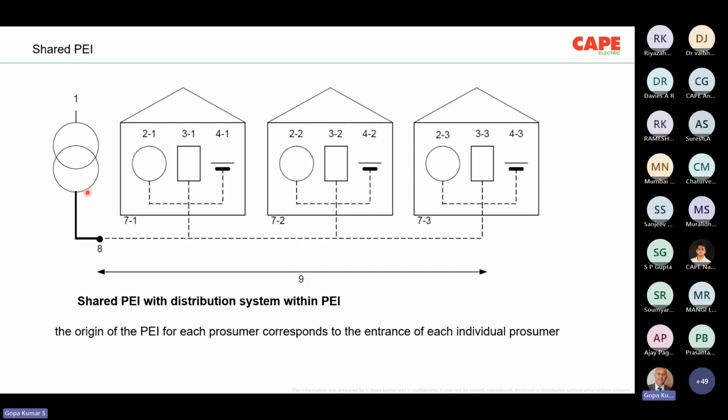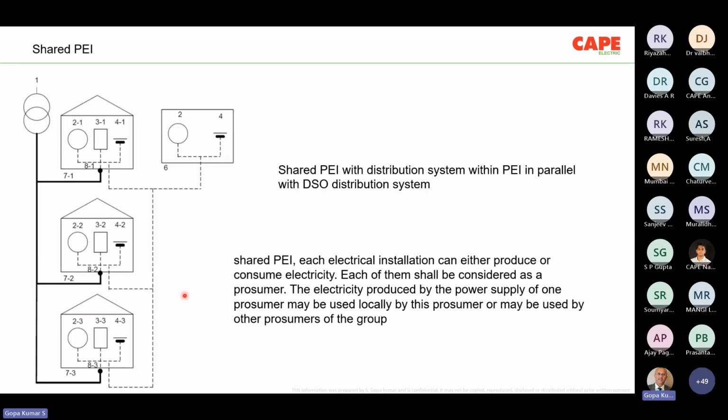Shared PEI, where the distribution system within the PEI is taken care of by the prosumer itself. This is another concept. That means the meter, the point of commencement of supply, is at a common place. So whatever electricity is generated and consumed within the prosumer installation is under the freedom of this prosumer. The origin of the PEI for each prosumer corresponds to the entrance of the individual system.